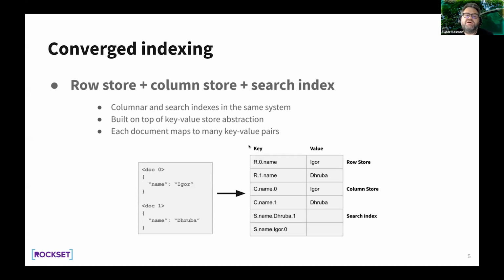Essentially, we have a column store, which makes us similar to warehouses in that we are optimized for large scans. We have a row store, which I'll talk about in a second, and we have a search index, which allows us to be efficient for high selectivity queries, like where product ID equals something. And of course, the row store is used as in traditional databases to retrieve entire documents that have met the search query.